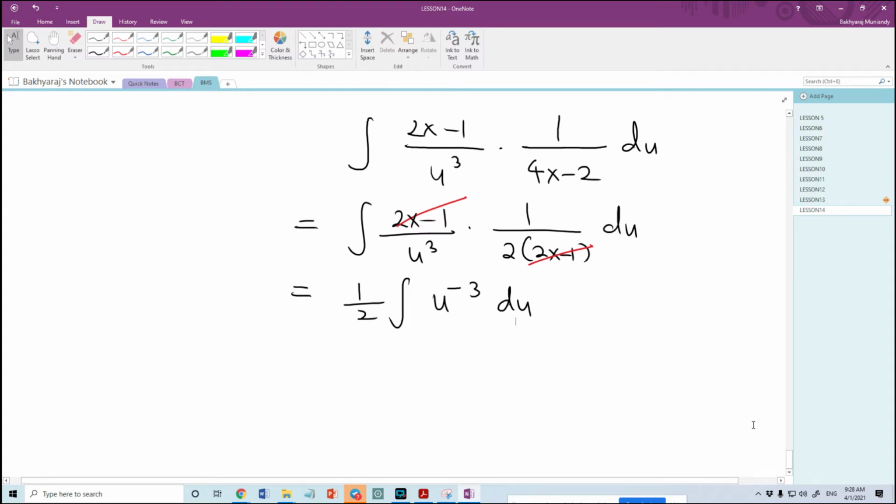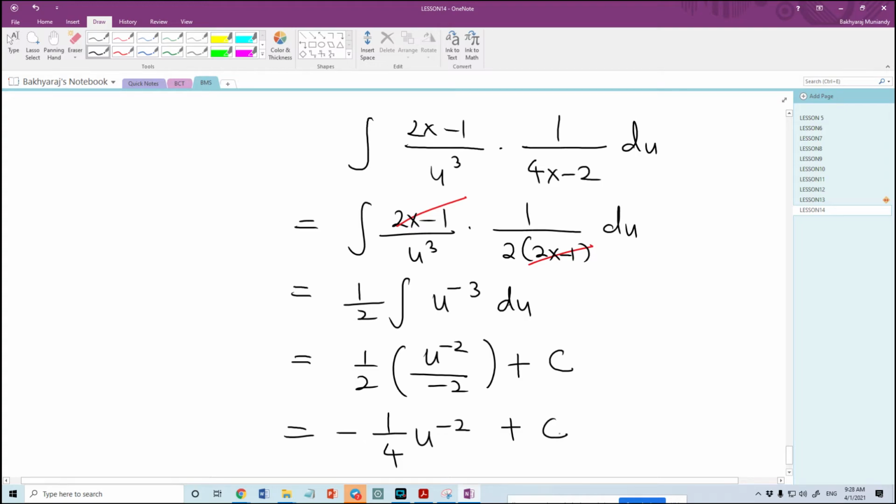Okay, I think now we can go for the last answer, right? The last answer will be 1 over 2 bracket, so negative 3 becomes negative 2 divided by negative 2, plus c. So take out the fraction, and you get negative 1 over 4 u to the power of negative 2 plus c. First take out the fraction. Don't put the fraction together with u. Once you take it out, then you can see what you can do with the u.